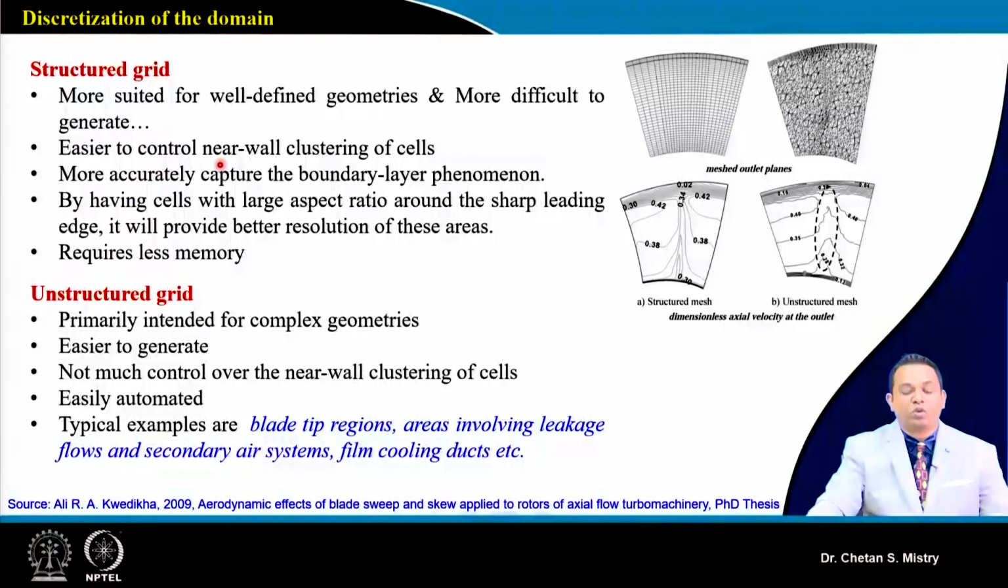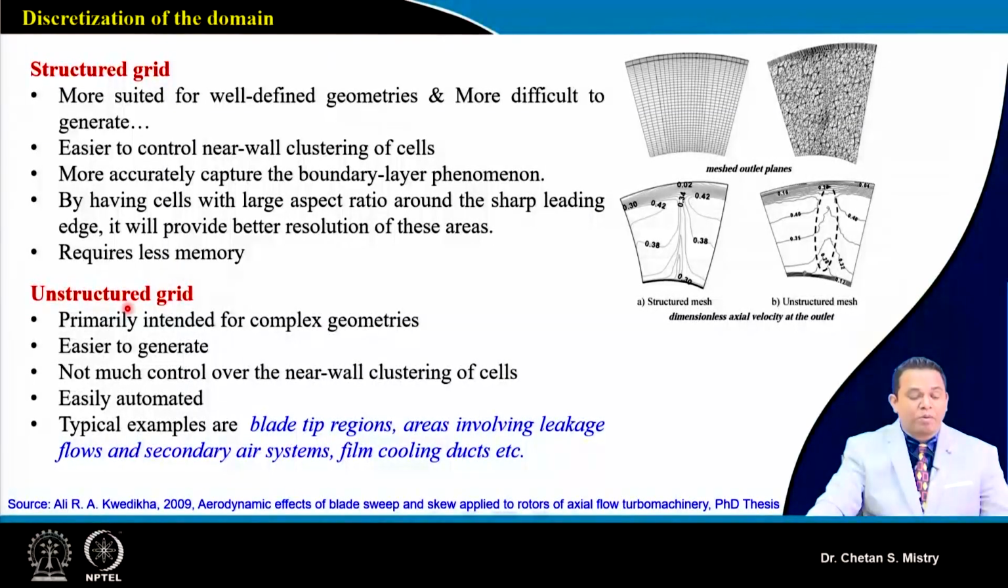It is easier to control near wall clustering of cells, and it more accurately captures the boundary layer phenomena. We will see what the meaning of that is. By having cells with the largest aspect ratio around the sharp leading edge, it will provide better resolution in that particular area. If we are using transonic kind of aerofoils, in which we have a sharp leading edge and even a sharp trailing edge, then in order to capture the details it is more important to have such a structured configuration, and it requires comparatively less memory.